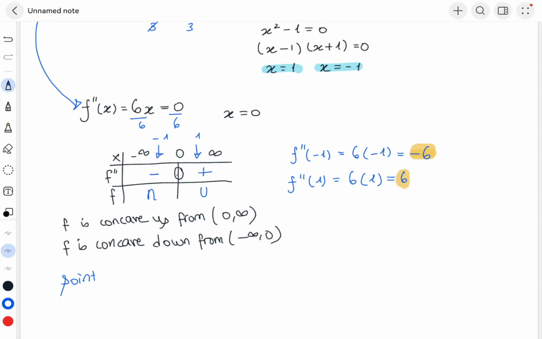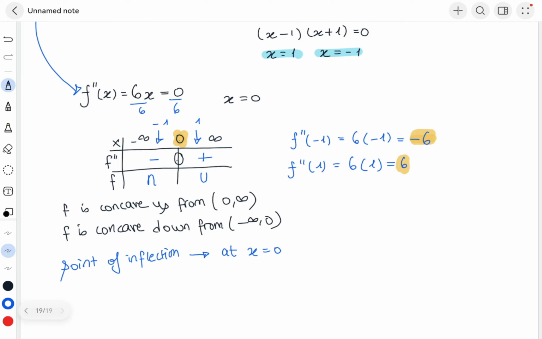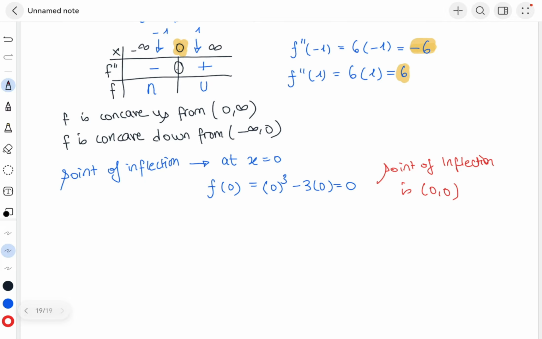The point of inflection here is whenever f double prime equals 0, which in our case is at 0. So we have a point of inflection at x equals 0. Now to find the y value for it, we need to replace x with 0 in f of x. So we'll have 0 cubed minus 3 times 0, which is 0. So our point of inflection is (0, 0). That's the first example.